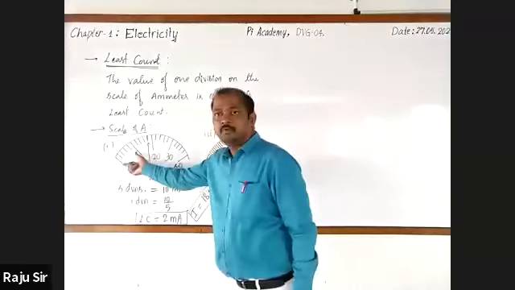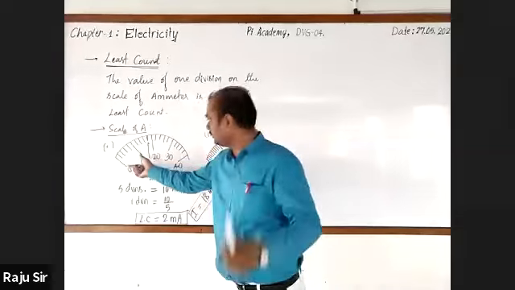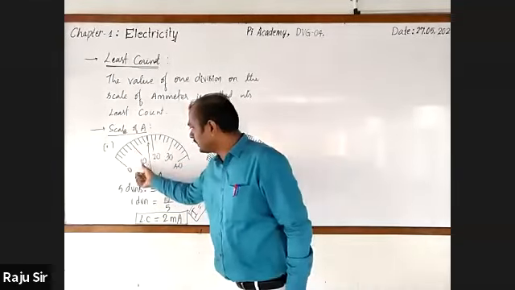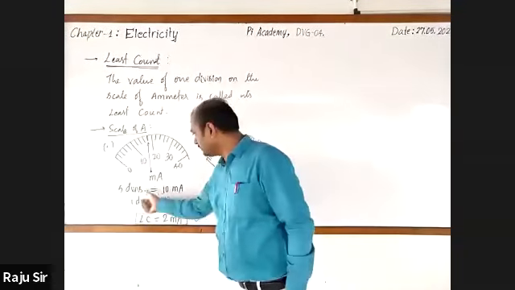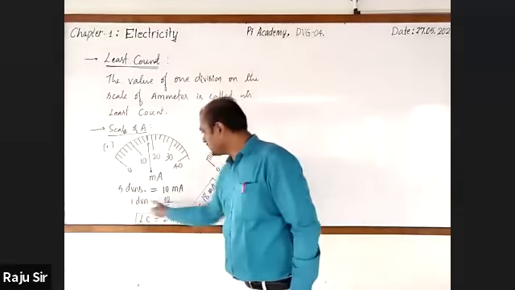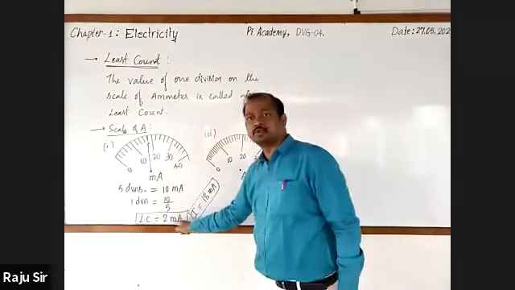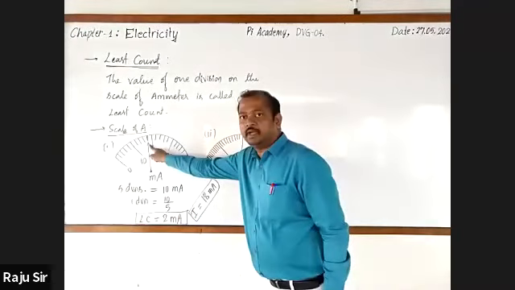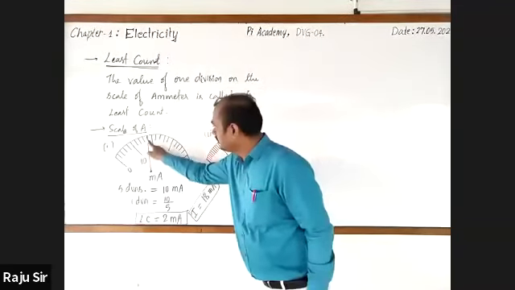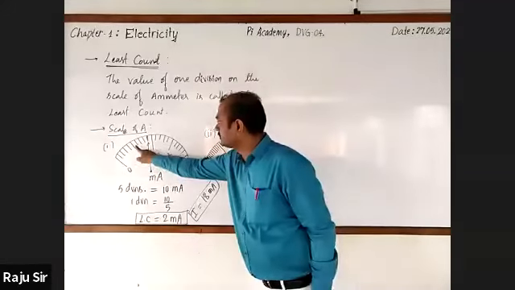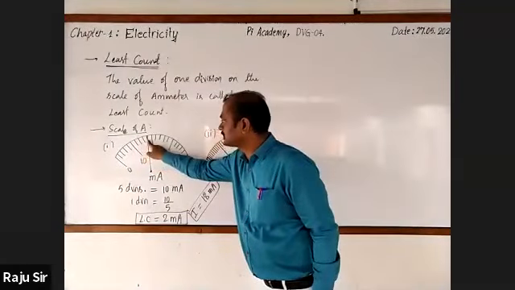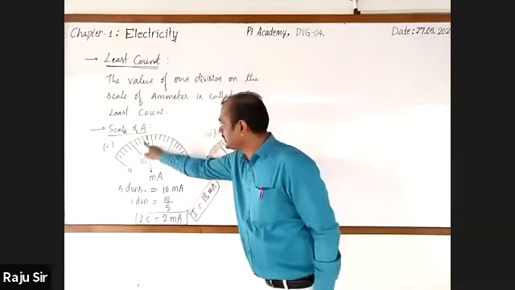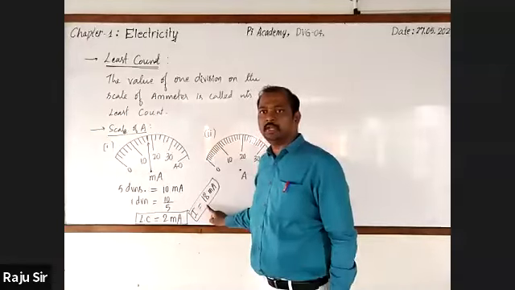The value of one division is the least count. Here, 5 divisions will represent 10 milliamps. We have written that. One division is 10 by 5, which is 2 milliamps. And the reading is in the fourth division after this 10 milliamps. So 2 plus 2 plus 2 plus 2, 8. 10 plus 8, 18. 18 milliamps.